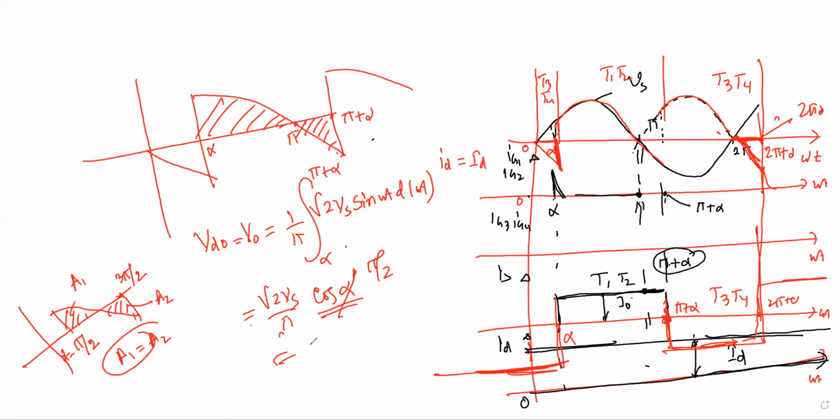If your alpha is greater than π by 2, then what should be your average value V0? It will be positive or it will be negative. It will be negative. That is why it will work as an inverter. You understand, the voltage will be negative, but the current will be positive. So power will be negative. So it will be working just as an inverter. You understand it or not?